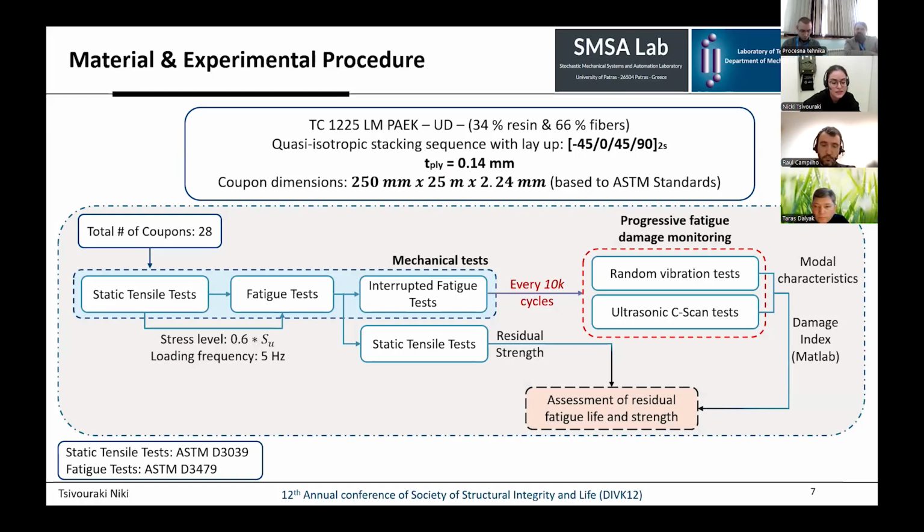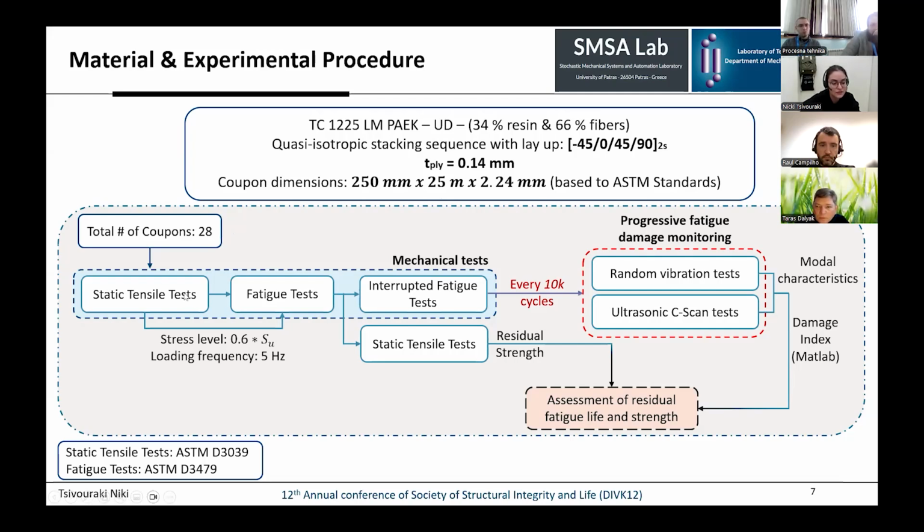In the present study, TAFC 1225 LM-PAEK thermoplastic composite is used with a quasi-isotropic stacking sequence with a layup, as you can see here, and with 0.14 millimeter ply thickness. The coupon dimensions were in accordance with ASTM standards, as you can see here. A total of 28 coupons were tested in the experiments.